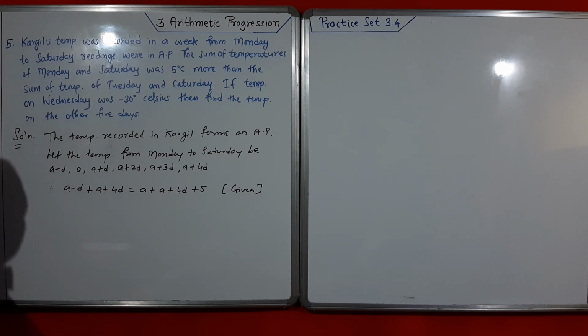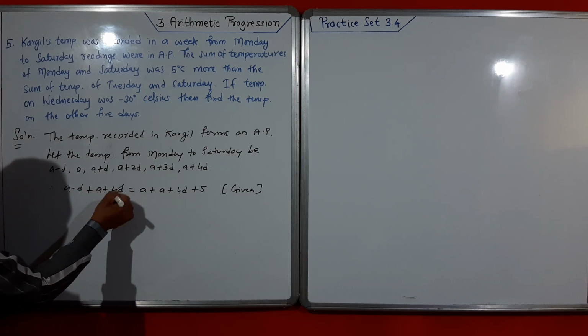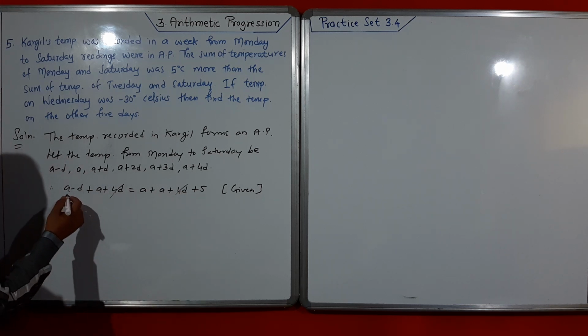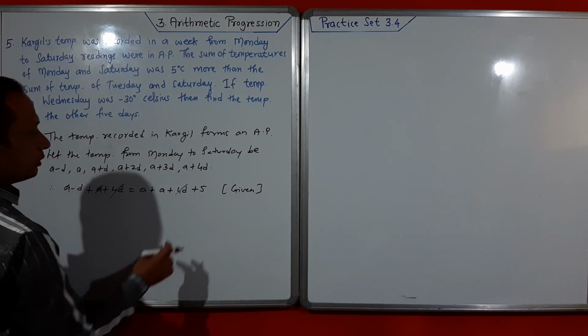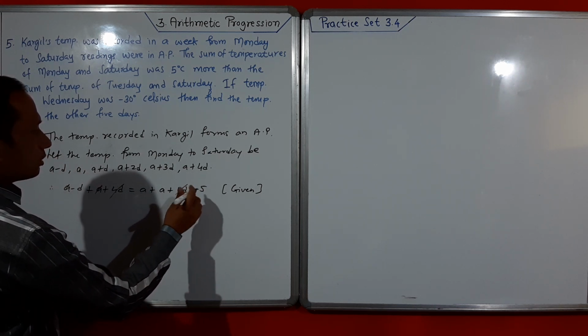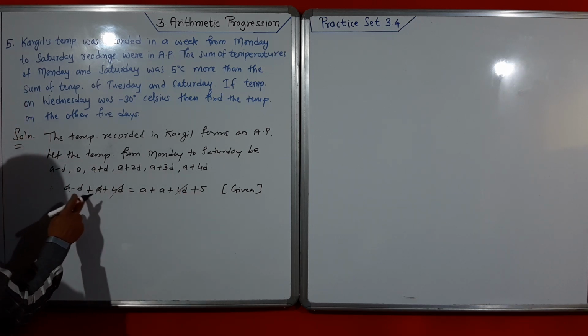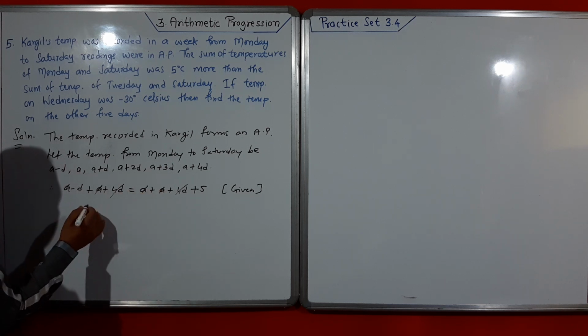Now solve this. Minus d I will cancel, but this 4d and this 4d will get cancelled, then this a and this a will get cancelled. Plus it is 5. The same factors on the opposite sides get cancelled.